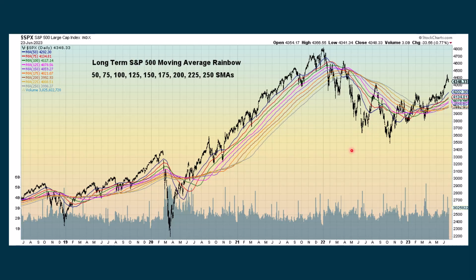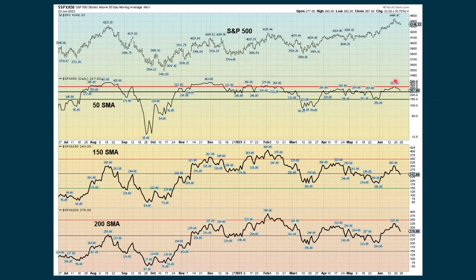Some long-term charts. Here's a long-term rainbow going from 50 periods up to 250 periods. We're far away from all of the lines right now, and they're starting to smooth out a bit, so it's not really telling us all that much. We also have a long-term moving average, which I had been using recently, but not in the past week. 150 periods, we're starting to drop below the midpoint. We're also seeing some weakness with the 200 period moving average.